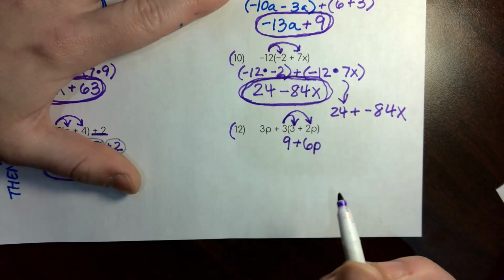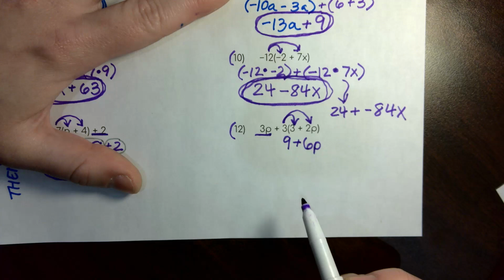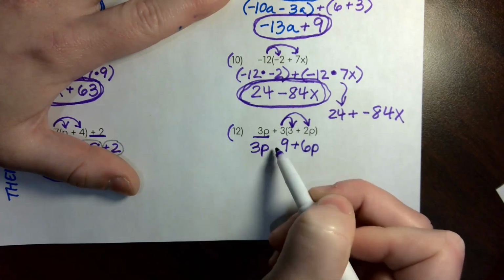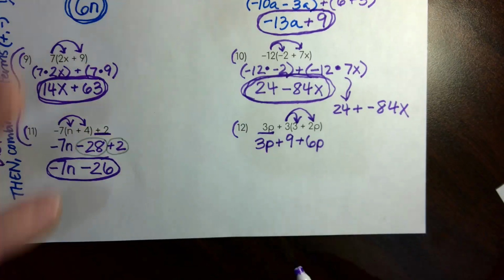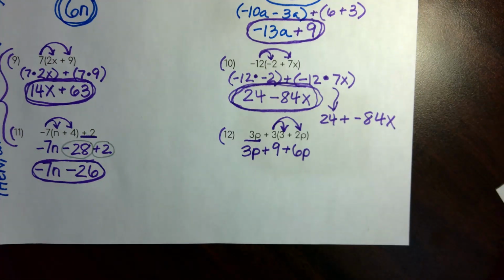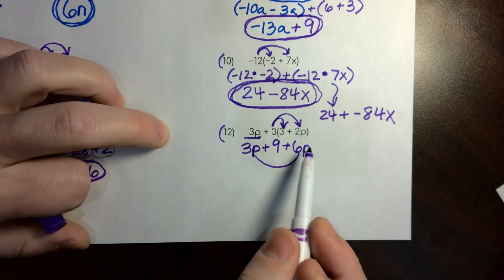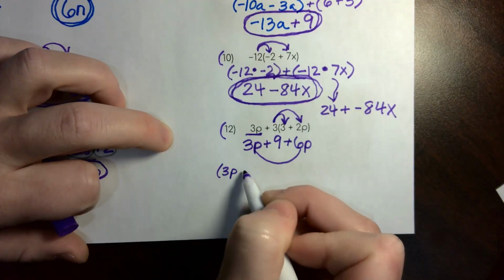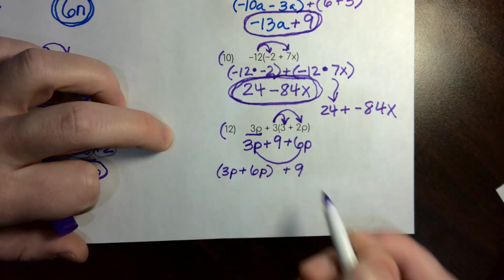6p. Are we done? No, we still have a 3p up here that needs to be brought down. So we have 3p plus 9 plus 6p. What can I do now? Yeah, we can see here that these are like terms. They both have a p on the end. So I can just do 3p plus 6p, and I know I'll have a plus 9 at the end.